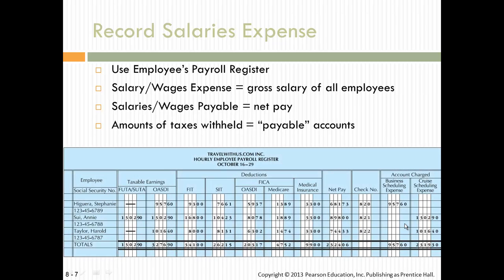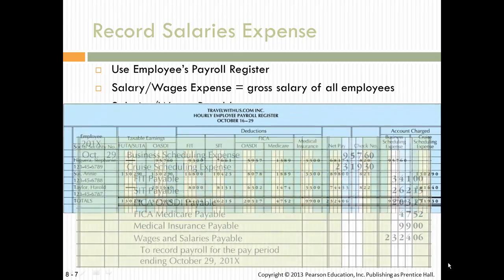So here's your hourly employee payroll register. You can see we learned this in Chapter 7, all the different things that are happening by person. So you have your taxable earnings, and then you calculate your employer taxes and your employee taxes, and then you figure out where you're going to expense them. Many businesses separate out their salary expense into different categories. Depending on the type of business you are, you might have management expense, hourly expense, different categories. Like here they have business and cruise. It just depends on how your business wants to record salary expense.